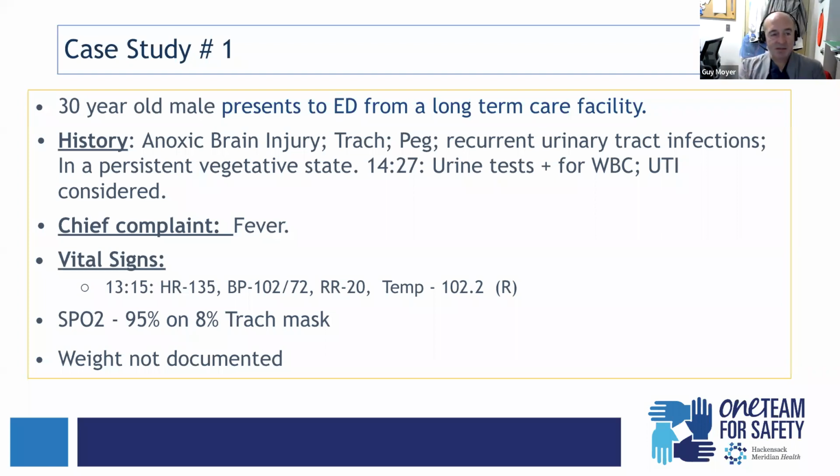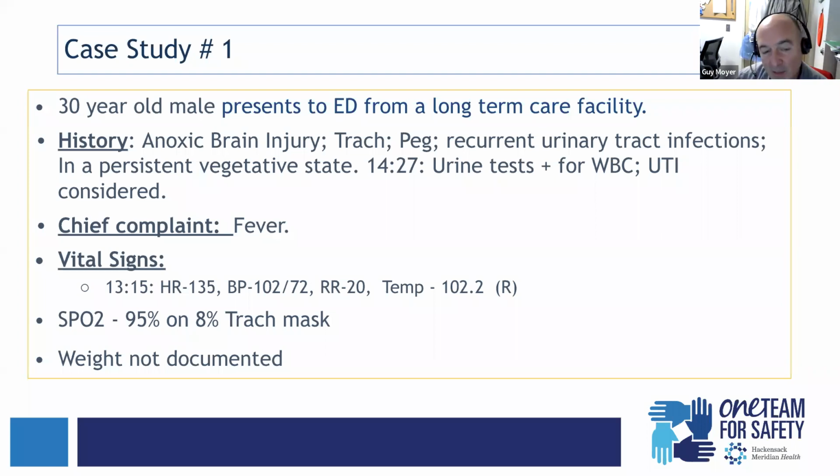So let's go over a couple of case studies here. Our first case study: we have a 30-year-old male presenting to the ED from a long-term care facility. He's got a history of anoxic brain injury. He has a trach as well as a PEG. He has recurrent urinary tract infections, and the patient is in a persistent vegetative state. At 14:27, some labs were done on the patient. The urine was sent, and it's positive for WBC, some white blood cells in the urine, and UTI, urinary tract infection, is considered as the diagnosis for this patient.